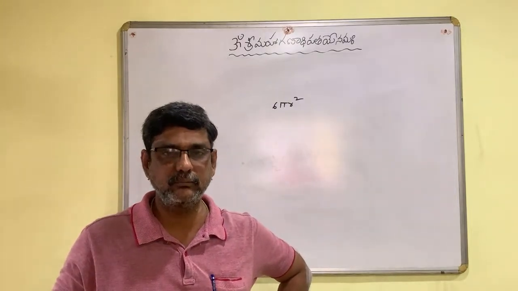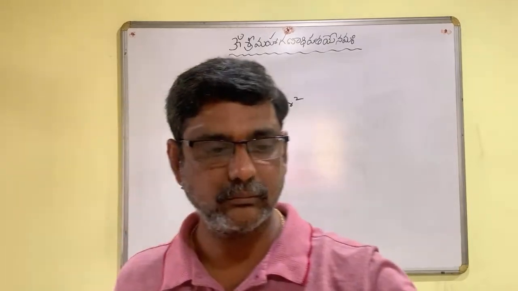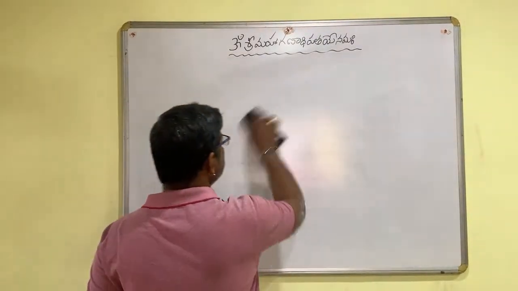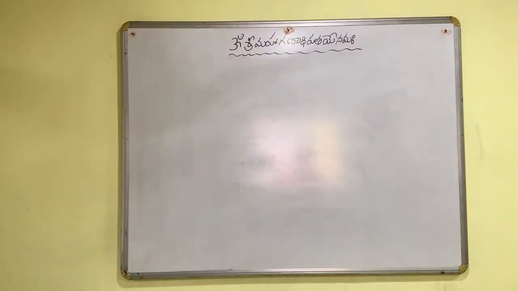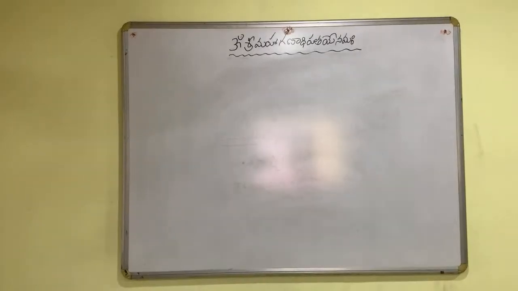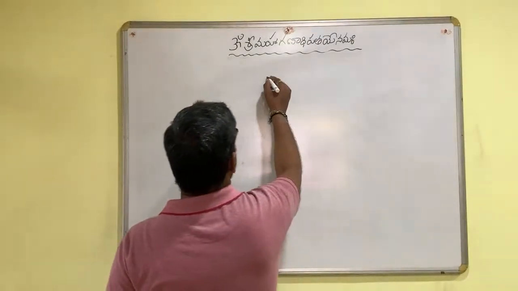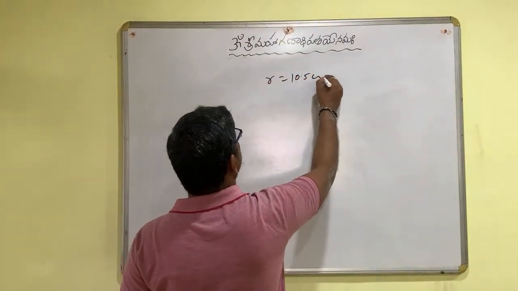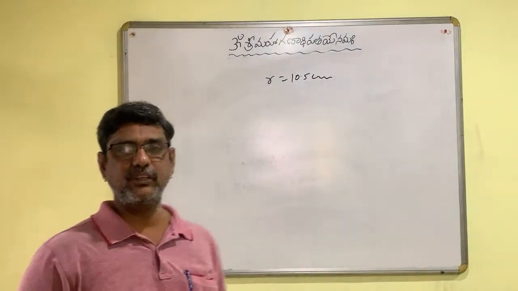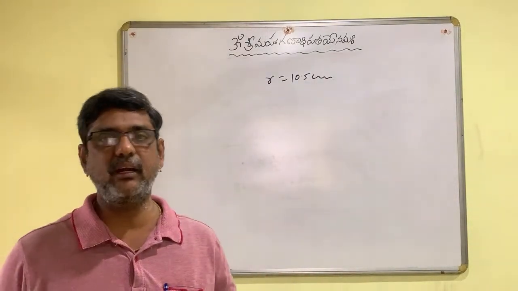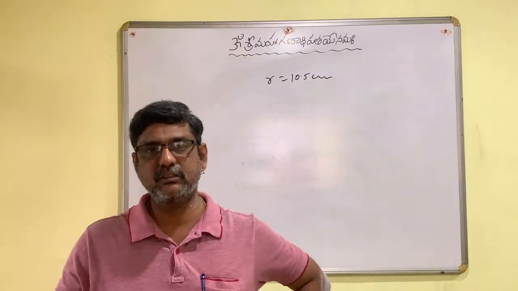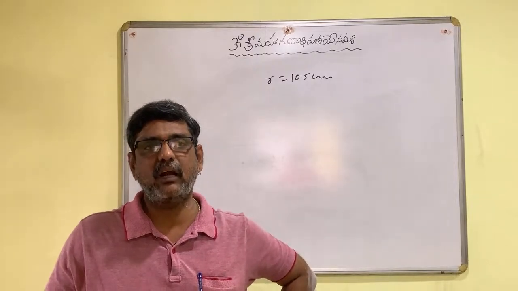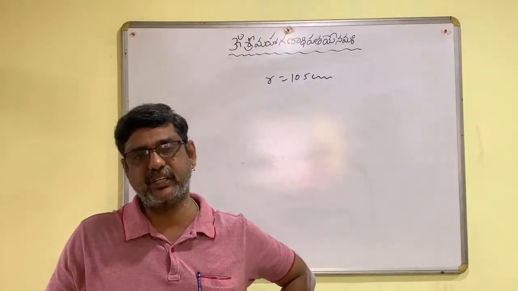Okay. Now we'll go ahead with questions in the textbook. First question. Find the surface area of a sphere of radius 10.5 centimeters. We need to find the surface area of the sphere. Children, whenever the dimensions are given in decimals, try to convert them into fractions.